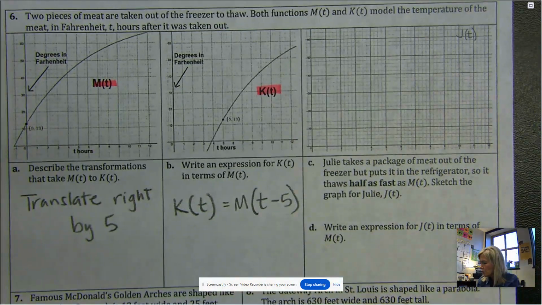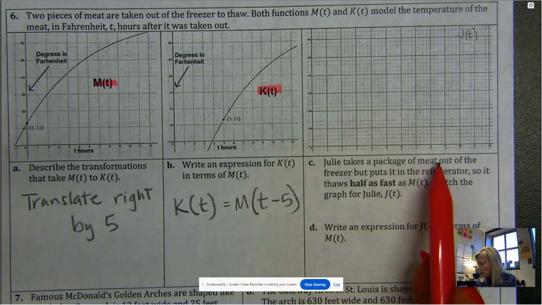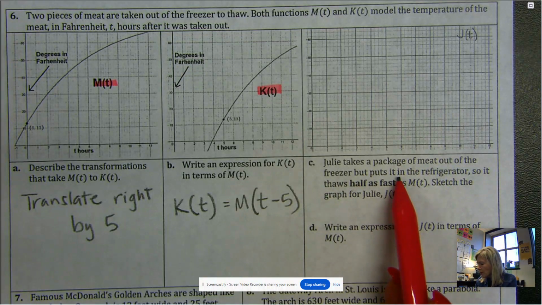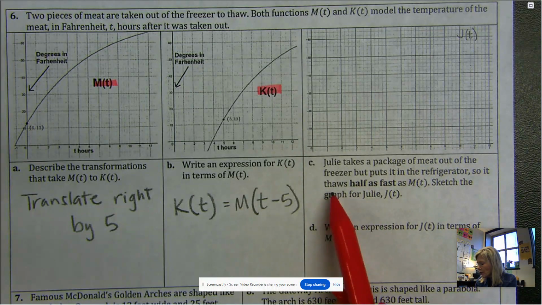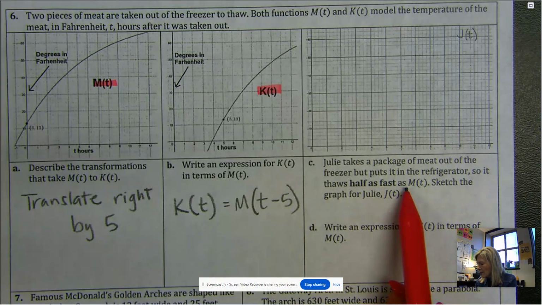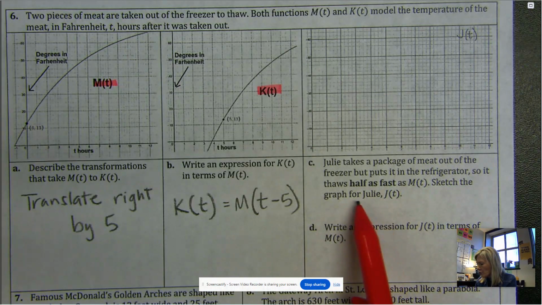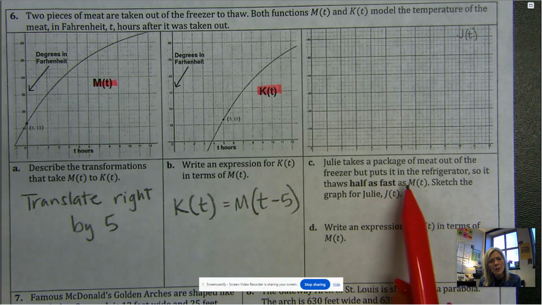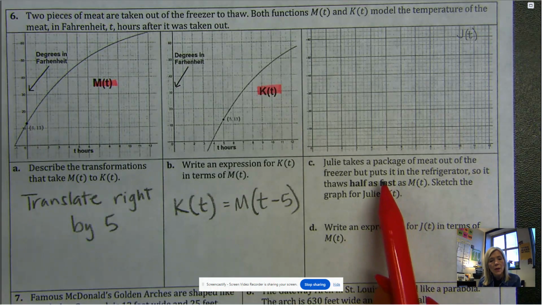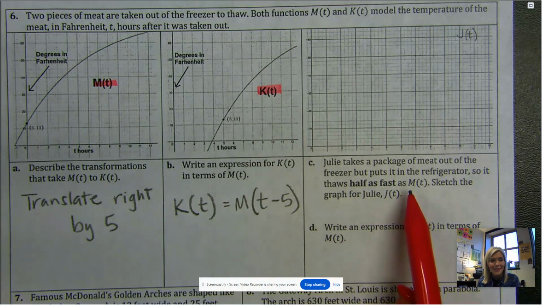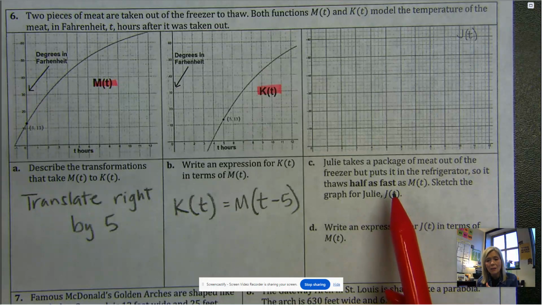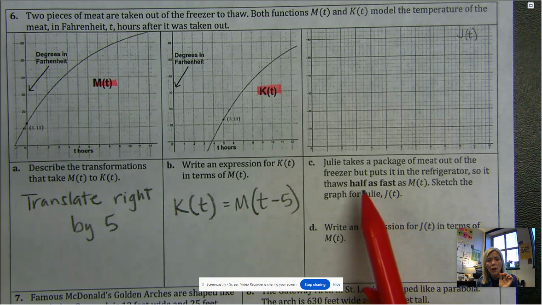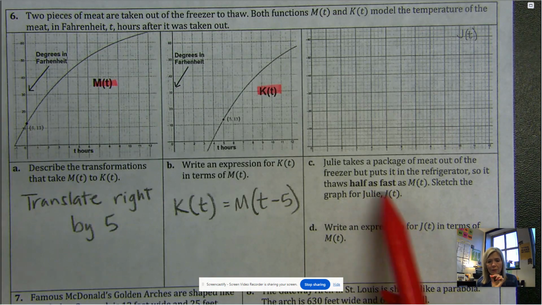Okay, now Julie takes a package of meat out of the freezer, but puts it in the refrigerator so it thaws half as fast as m of t. Sketch the graph for Julie, j of t. So we're going to assume, it's not written here, but I think it's safe to assume that Julie's meat and the m of t meat were taken out at the same time, but Julie's is in the refrigerator, so it's thawing half as fast.